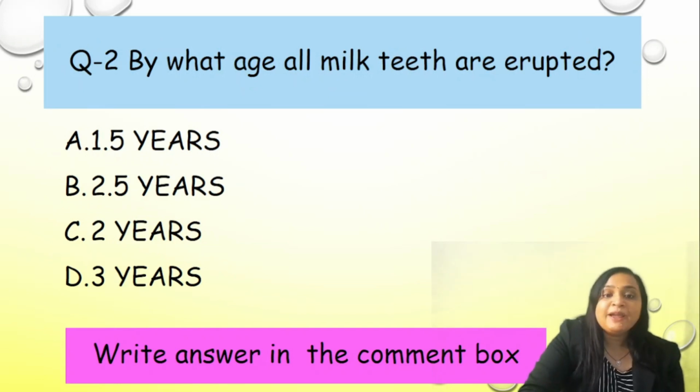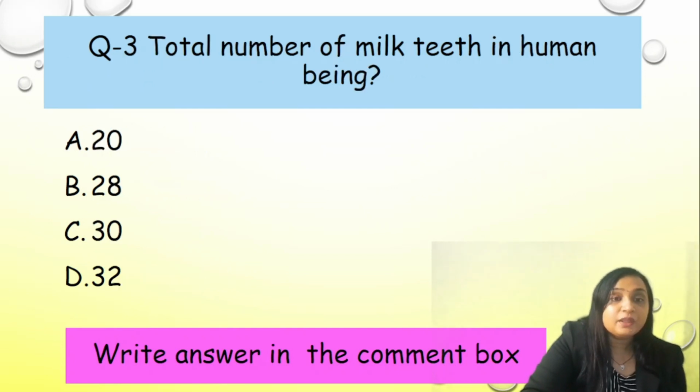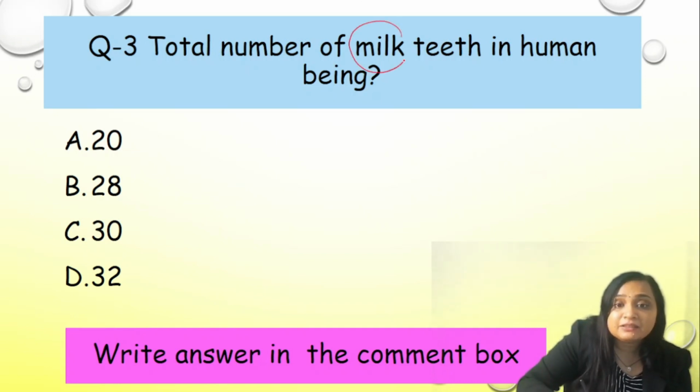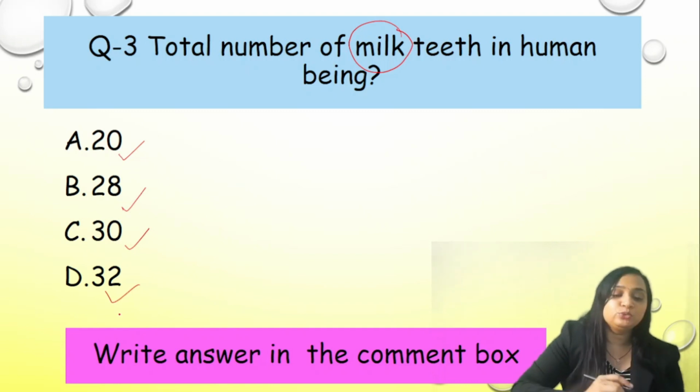Question number 2. By what age are all milk teeth erupted? Your options are A 1.5 years, B 2.5 years, C 2 years, or D 3 years. Question number 3. Total number of milk teeth in a human being are, it's milk teeth here, so read the question always carefully. Options are A 20, B 28, C 30, or D 32.